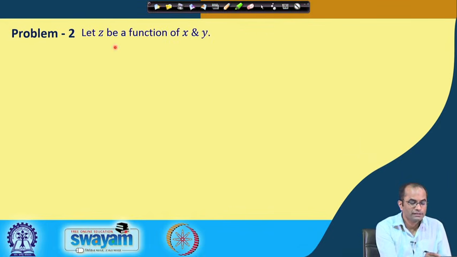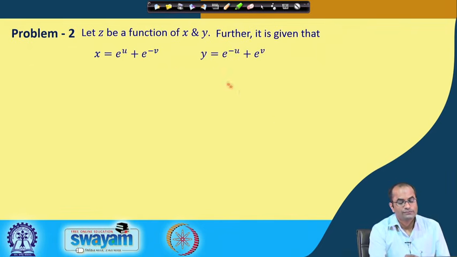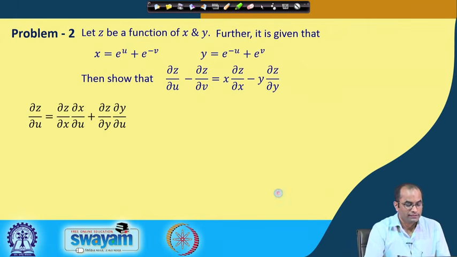So, next problem, here z is a function of x and y, and further it is given that x is a function of two variables now, u and v, and y is again a function of two variables u and v. Then we will show that the difference of the partial derivatives with respect to u and v can be written as x partial derivative of z with respect to x minus the partial derivative of z with respect to y. So, z is a function of x and y.